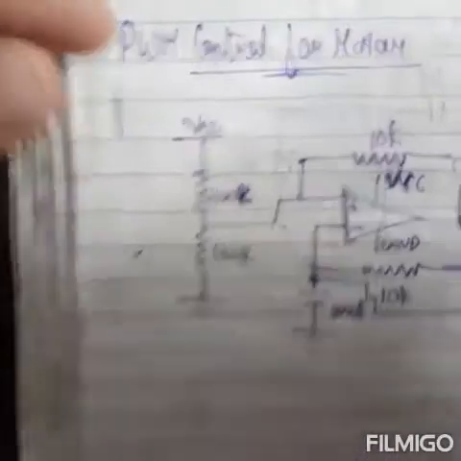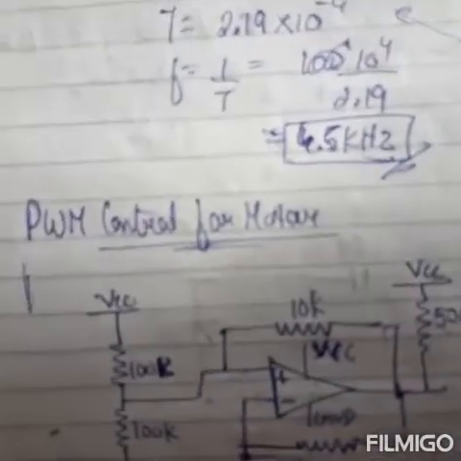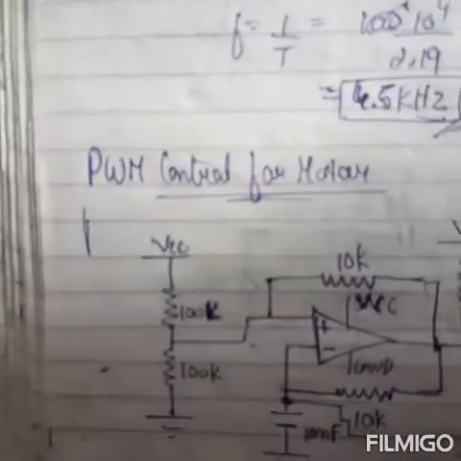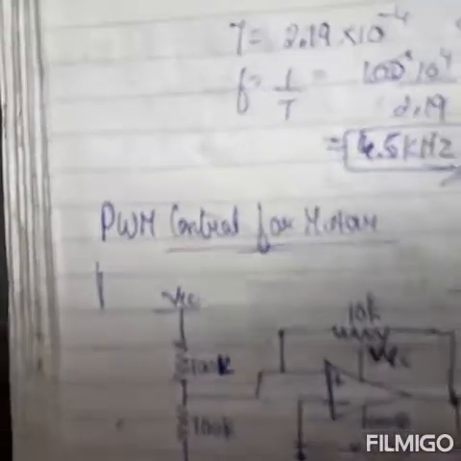Now the circuit I have used is the PWM control for the motor. But before going to that, we will talk about what a generator is. A generator is basically a device which generates a voltage, as I have said. But how does it generate the voltage?